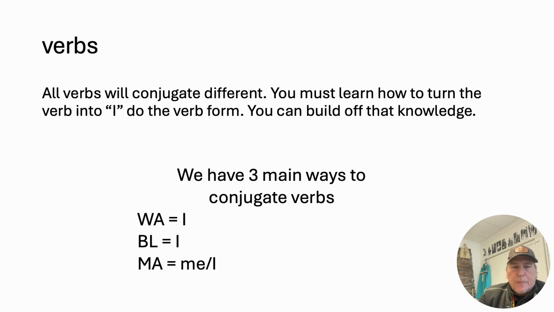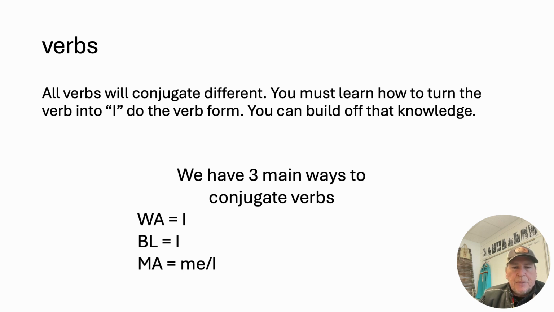is because all verbs are going to conjugate differently. So you must learn how to turn whatever verb you're learning into the I do that verb form, and then you can build off that. So this is just a little tip. We have three main ways to conjugate verbs. Sometimes a verb is going to take wa, being prefixed or infixed to it, to make it I do it.